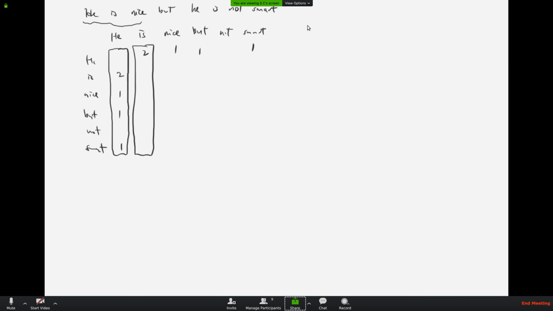But I can do a simple reduction for that using, for example, PCA or singular value decomposition. For example, I can think of this co-occurrence matrix. This is usually known as the co-occurrence matrix.